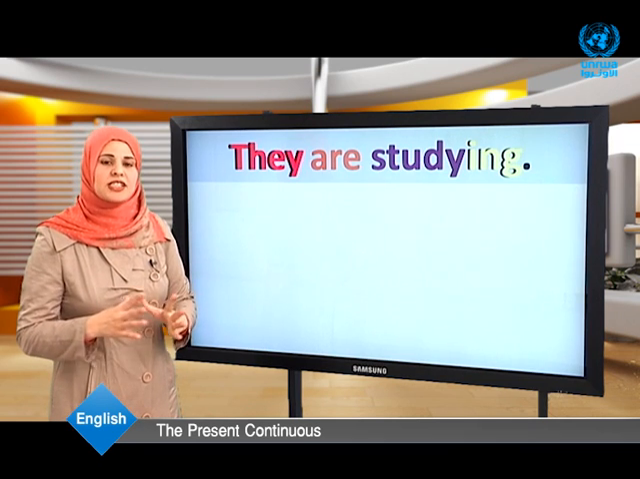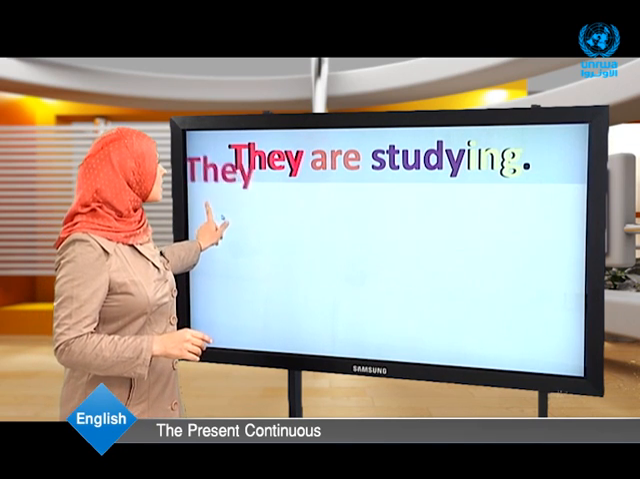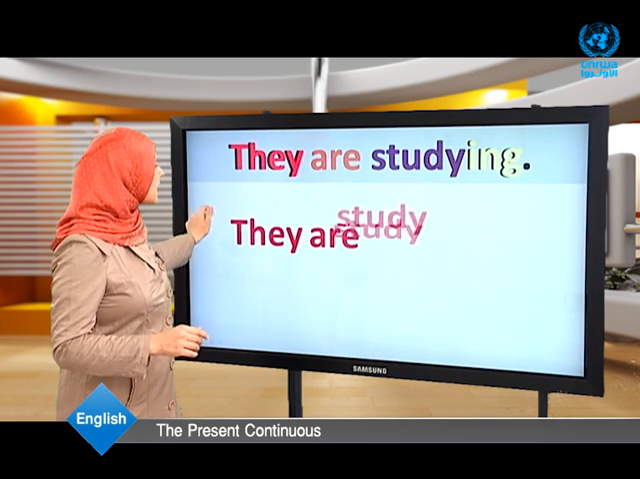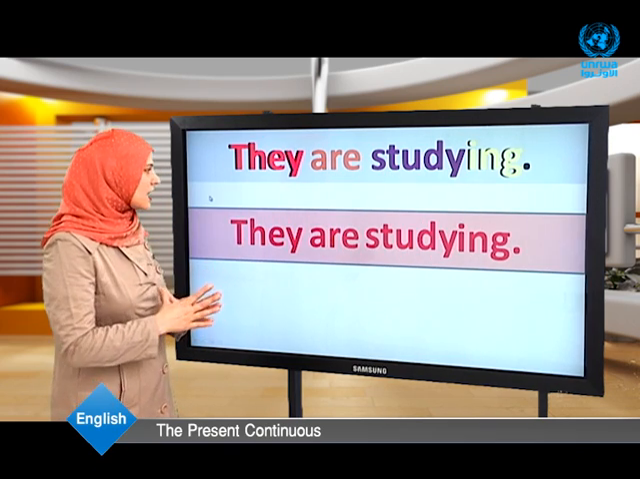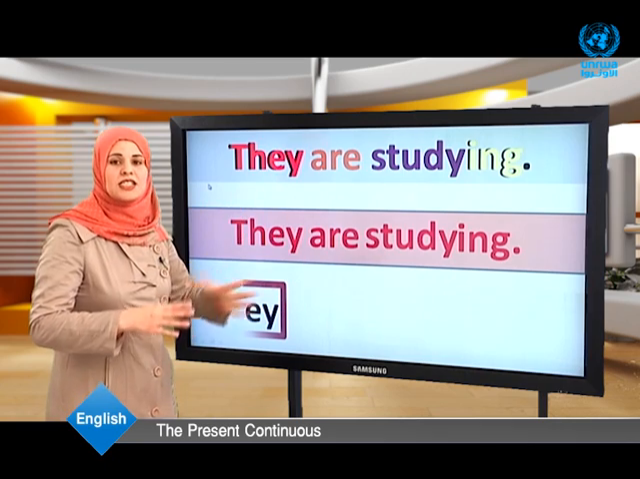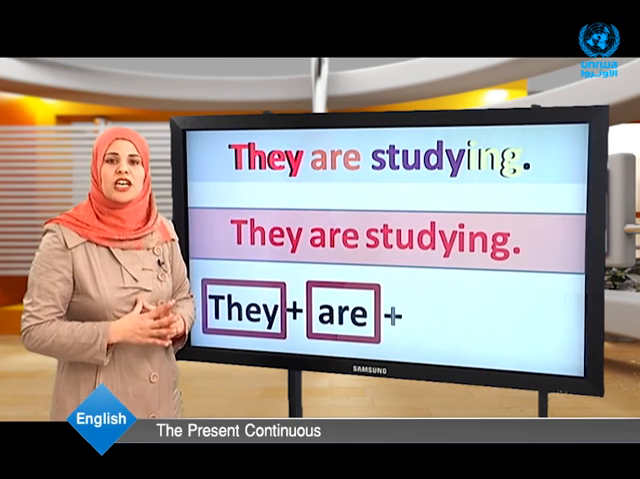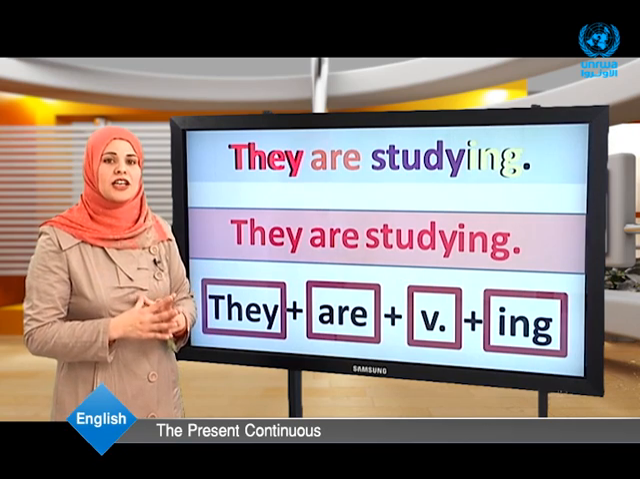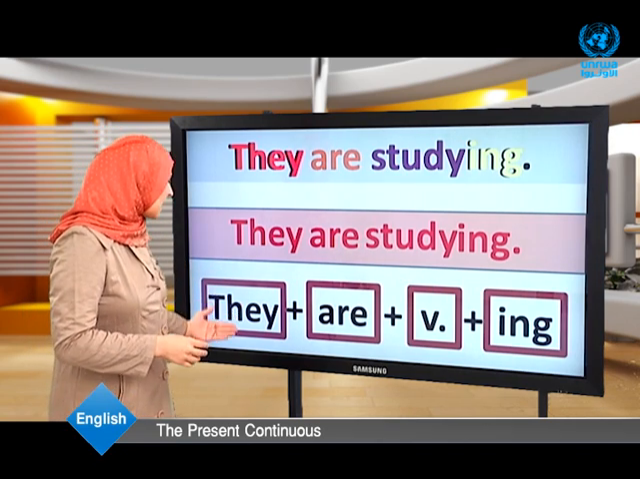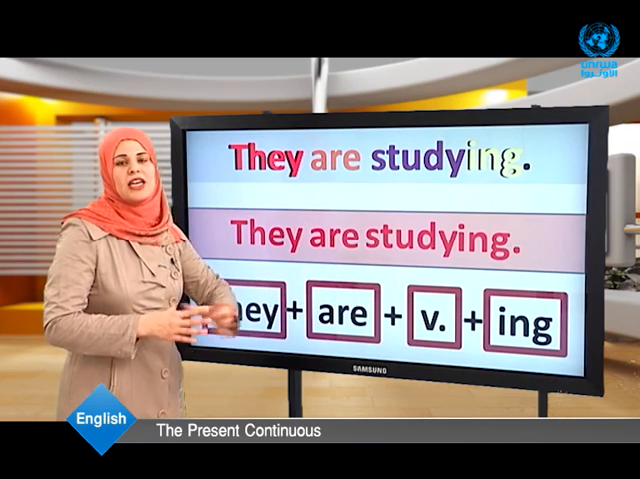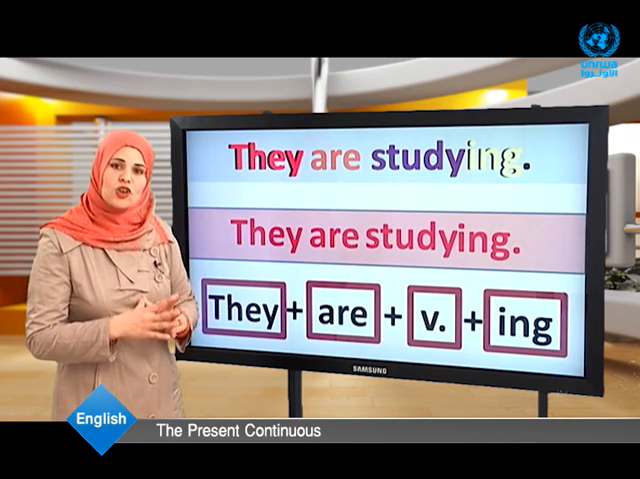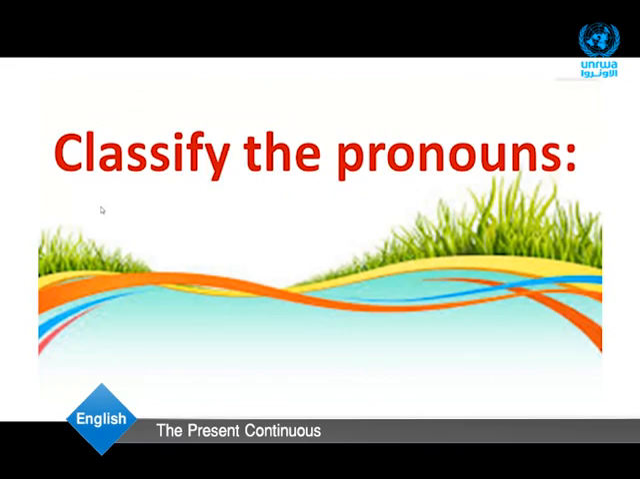So, let's read the example once again. They are studying. And what about the form? They is the subject, so it must be followed by are. After that, we need the verb and the ing. Once again, they are verb and ing. Very good, you are.